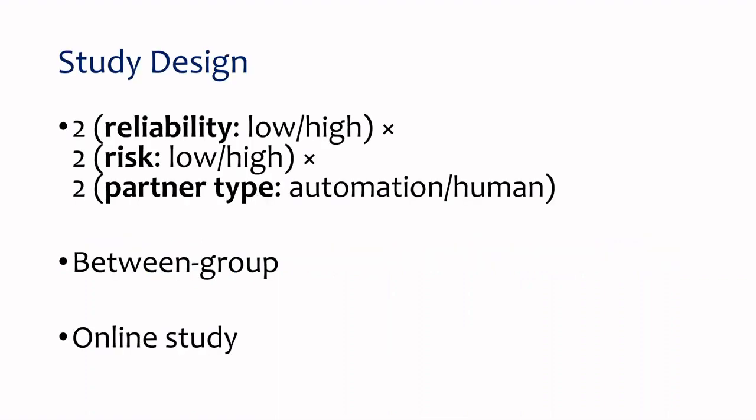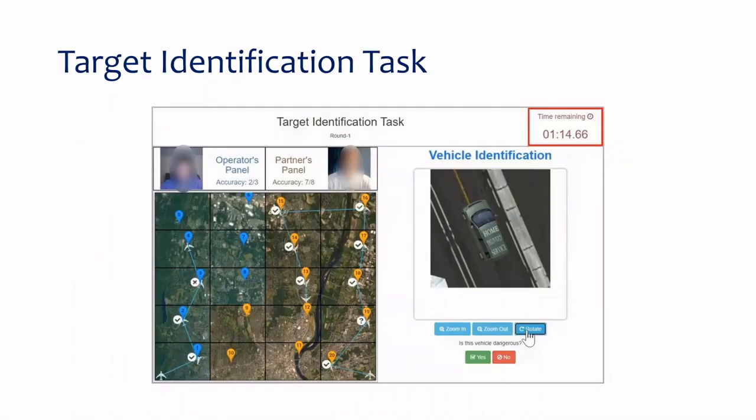For this purpose, we designed a 2 by 2 by 2 between-group online study where the independent variables are reliability, risk, and partner type. In this study, participants complete 5 rounds of a target identification task. This is an online game we developed where a participant worked together with another partner to classify 20 images as dangerous or not dangerous vehicles. Vehicles with numbers on top are considered dangerous vehicles, whereas vehicles without numbers are not dangerous.